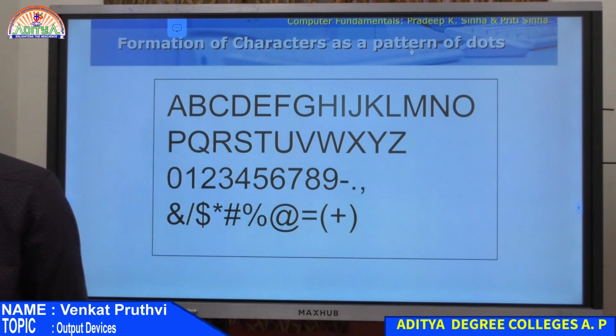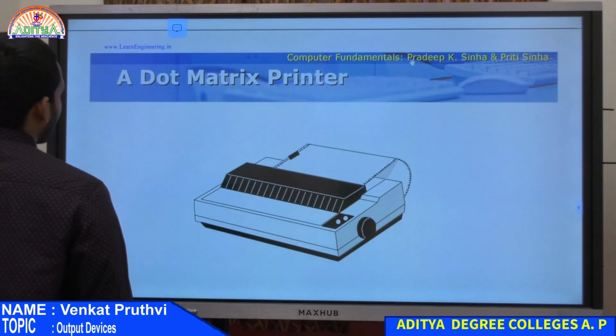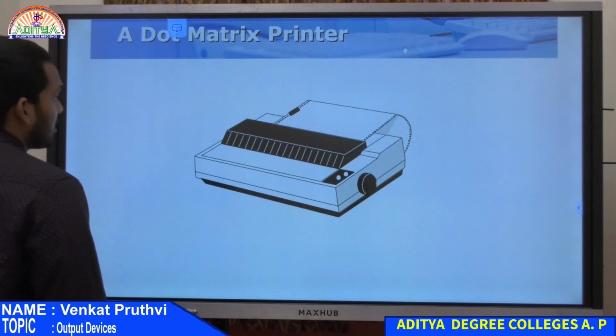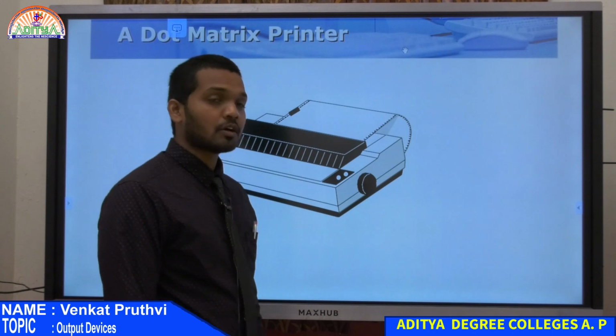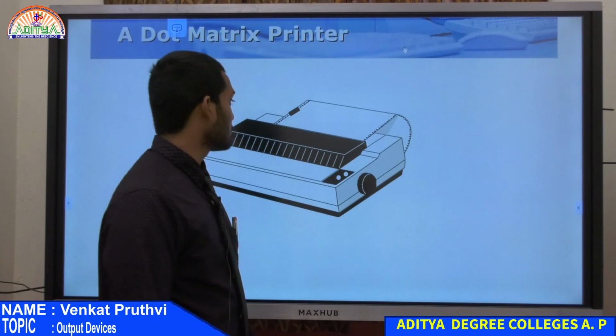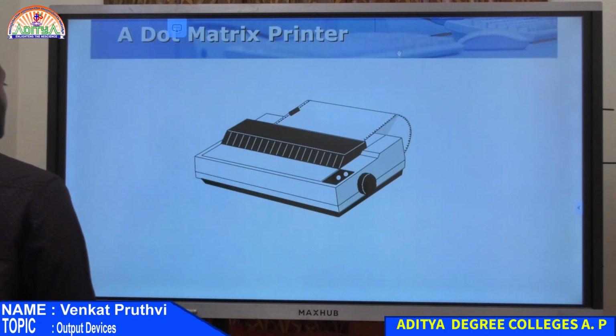Whenever you print something on the dot matrix printer, you can consider this as the output. A dot matrix printer generally looks like this. If you go and check in the Xerox shops or in the internet caves, you will be able to identify this kind of printer.